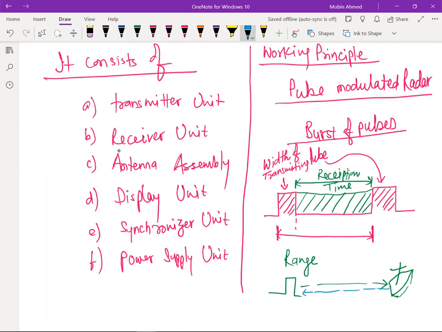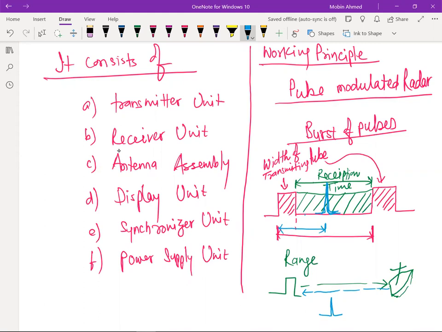It will enter through the antenna to the display unit, and it is going to show a pulse here, like this. If it shows, there is a target which I have received. That means this particular pulse has gone, come back, and is appearing like this. From here to here, how much time it has taken to appear, we can calculate the range.